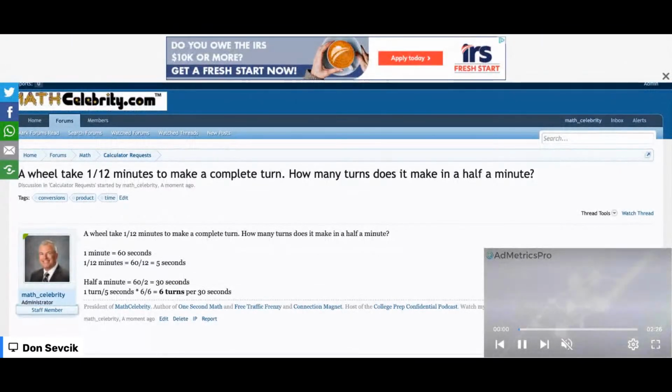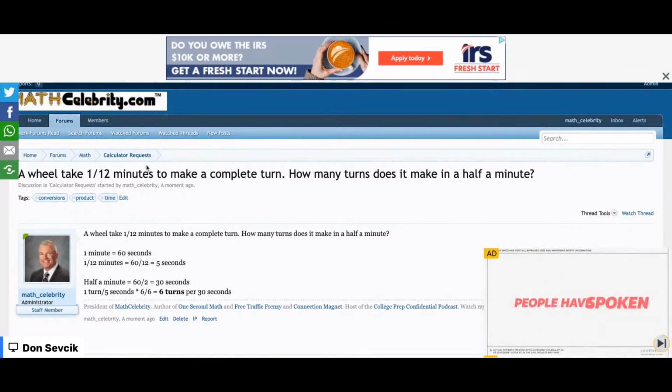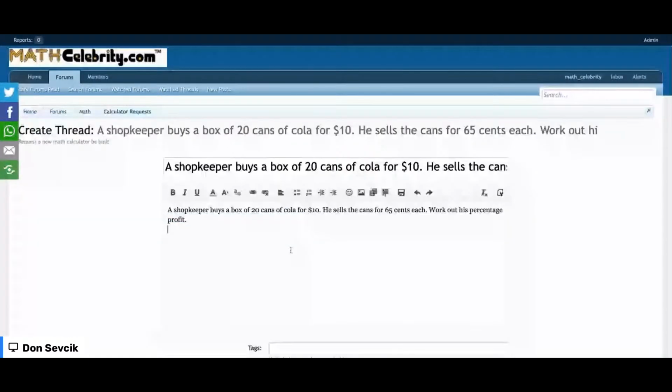Let's see what we got here. Let's try this one for fun. Shopkeeper buys a box of 20 cans of cola for $10. He sells the cans for 65 cents each. Work out his percentage profit. Okay, profit equals revenue minus cost. Cost equals $10, right? He spent $10 on the cans.